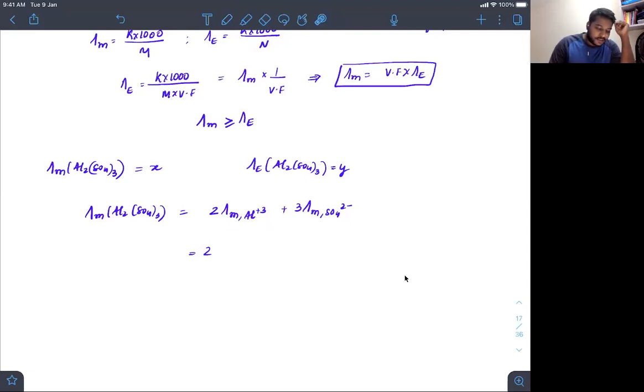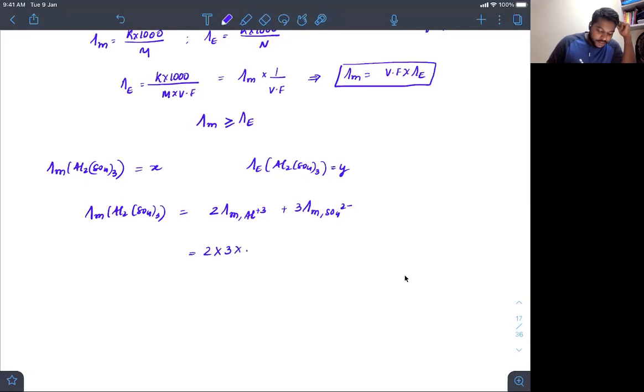We have now learned the formula that molar conductance is equal to valency factor into equivalent conductance. So I can write lambda M as valency factor into equivalent conductance. Now tell me, what is the valency factor of Al+3? That is 3. Because what is the valency factor of a salt? The charge it carries.